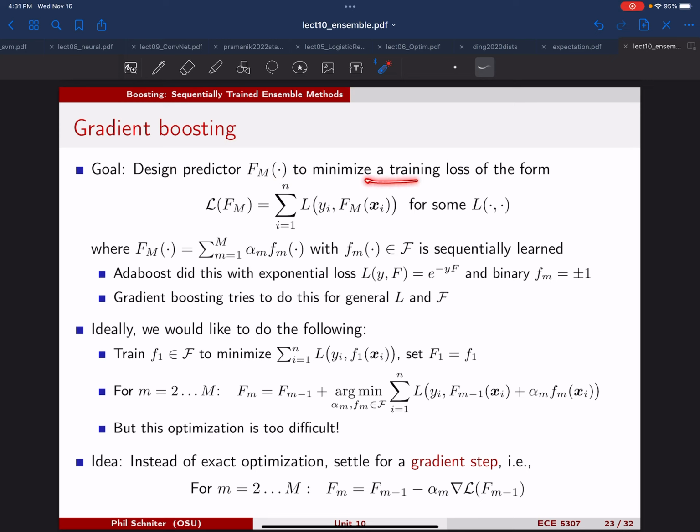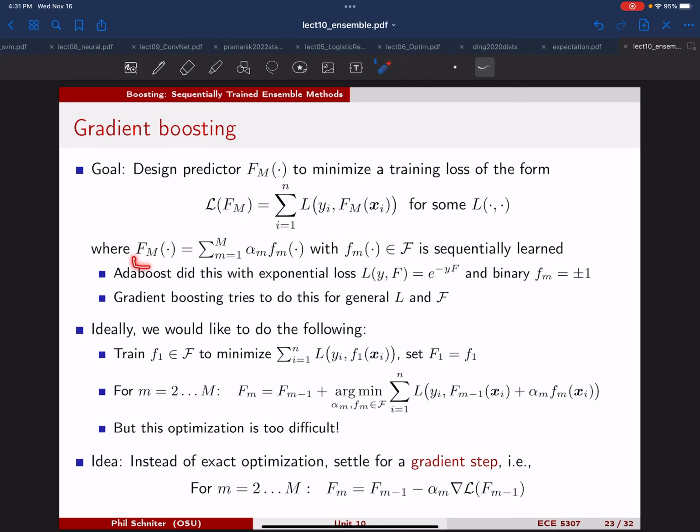And we want to minimize a training loss of this form. So as you can see, it's just a sum over the training samples. We have some loss L, which we can choose. You know, maybe we can choose one for regression, a different one for classification. And here we just have our boosted classifier applied to our training data, and we just want that this is minimized. So it's kind of the most generic thing you can imagine.